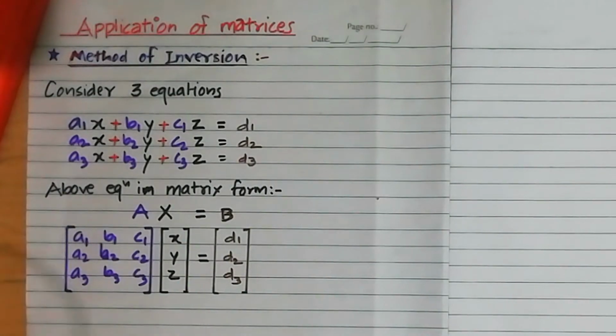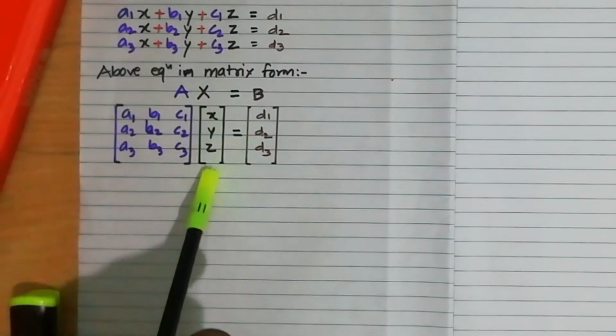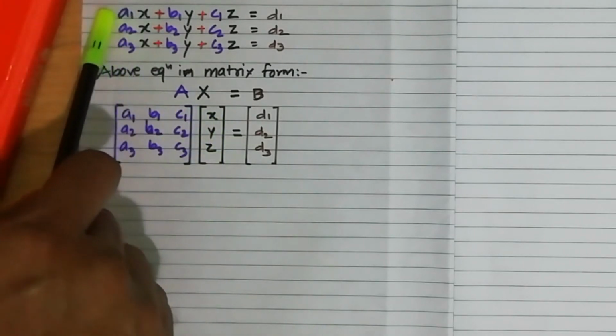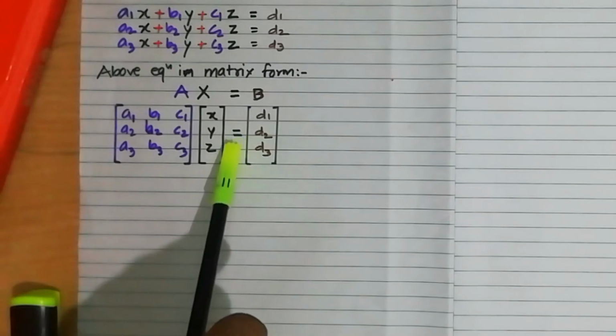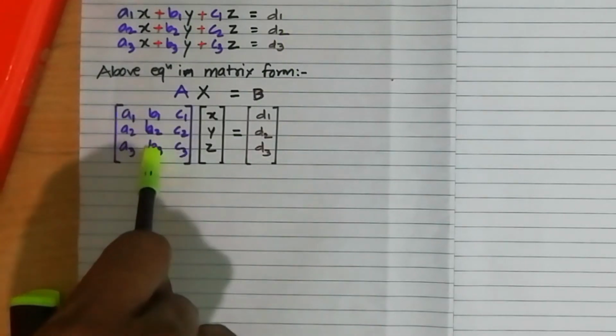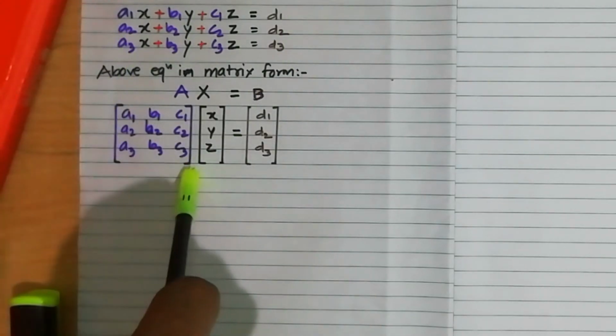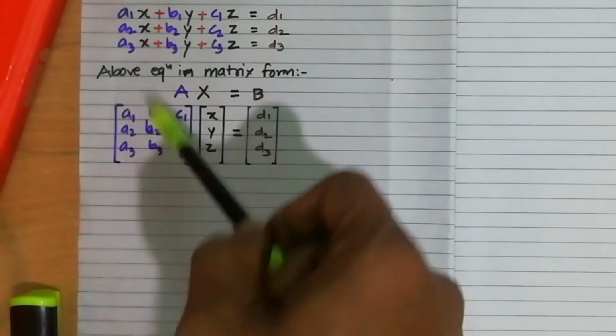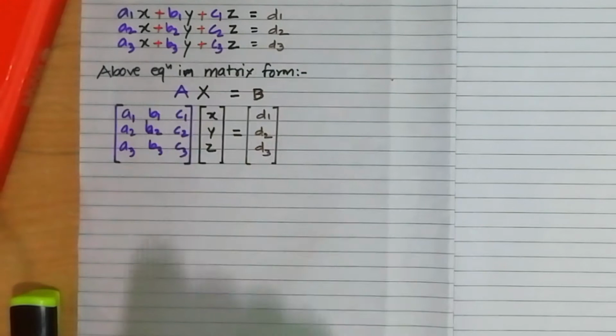Recall, matrix multiplication is row into column wise. So if you multiply the first row with this column, a1x, b1y and c1z, you will get this whole equation, which is equal to d1. Similarly for the second and third equations, so we can convert this matrix form into equation form or equation form into matrix form. They both are equivalent.